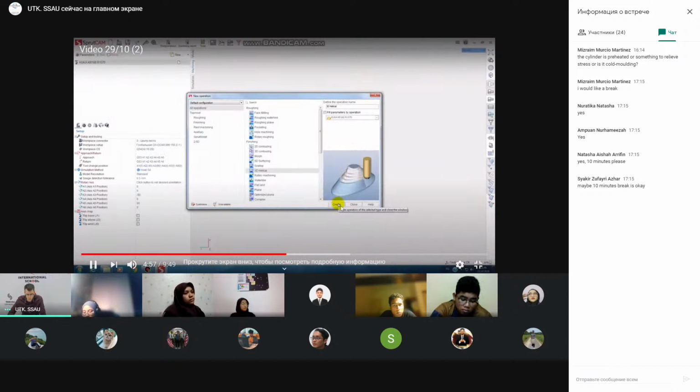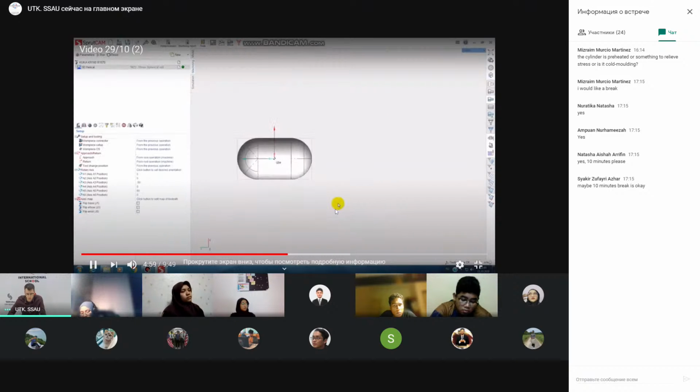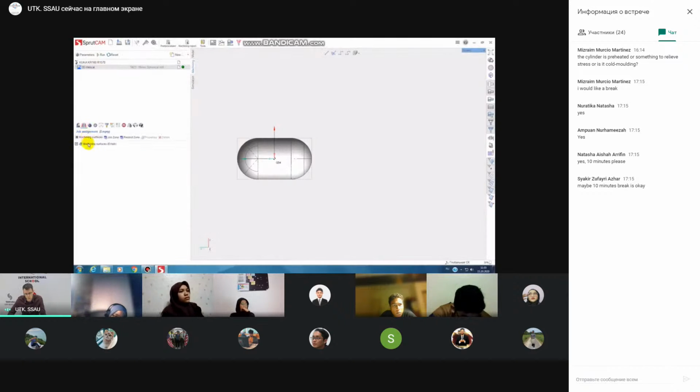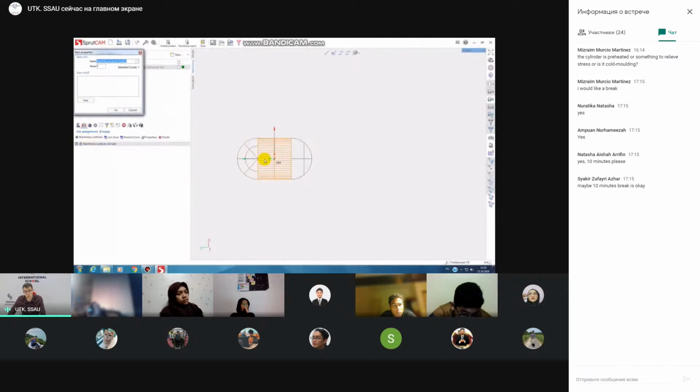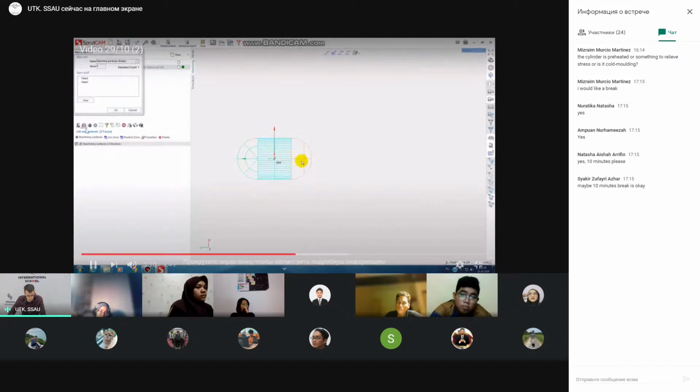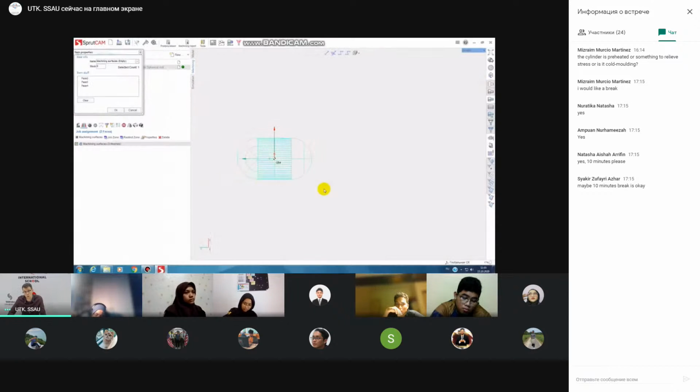Yeah, so you push create this operation, and then we need to show the program what surfaces we need to treat. Yes, we are going to another menu and choosing surfaces of the part. You can choose them by clicking one by one, or you can drag a box and choose all in one step.